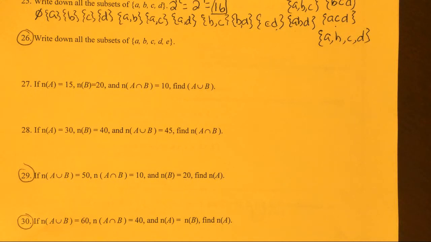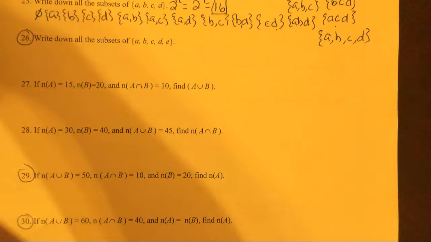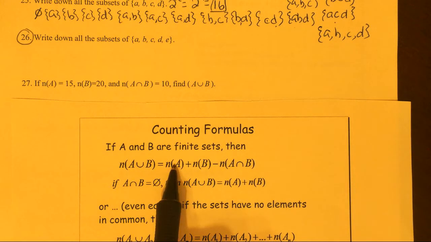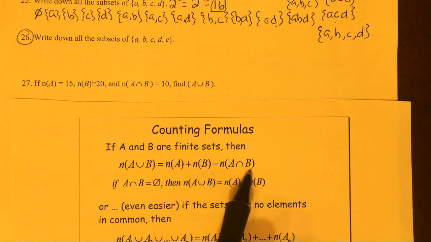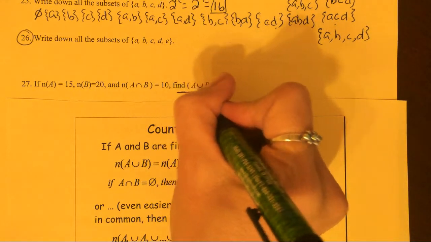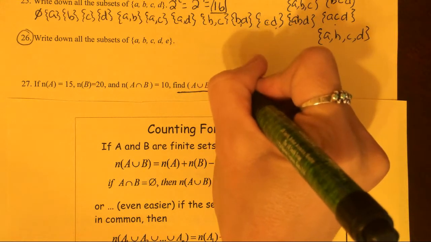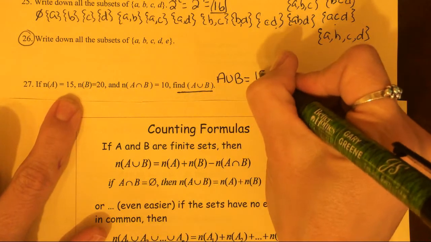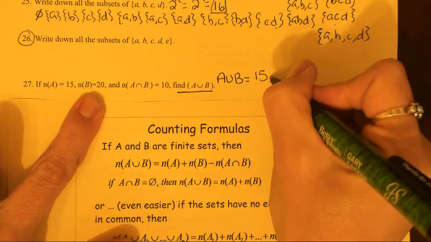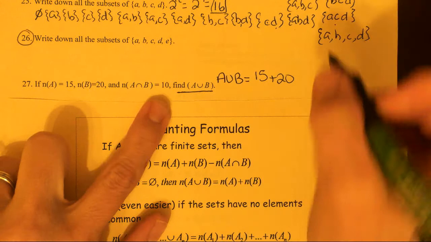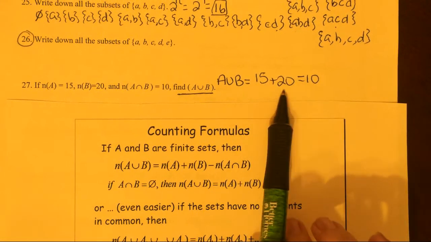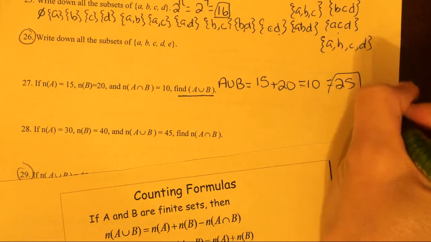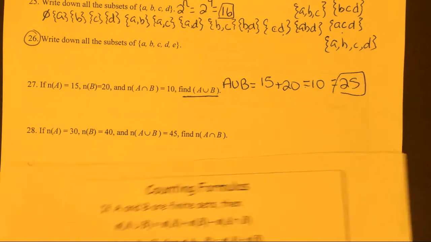27 is using the formula that we wrote down earlier. This is the formula that we're using. The union is going to be equal to the number in A plus the number in B minus the number of the intersection. So they want me to find the union. So A union B equals the number in A, well the number in A is 15, plus the number in B, which is 20, minus the number in the intersection, which is 10. So 15 plus 20 is 35. Take away 10 is equal to 25.